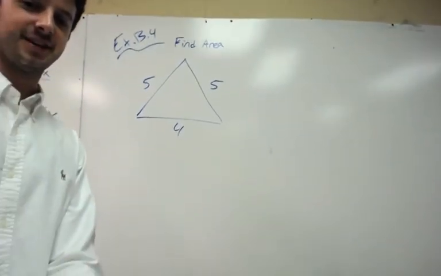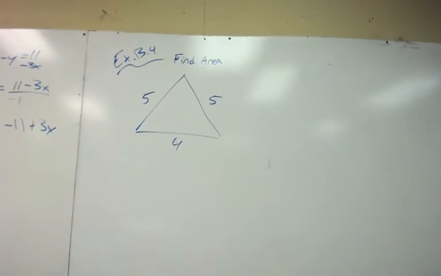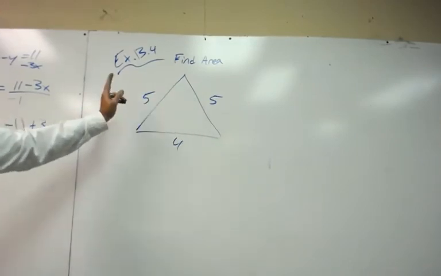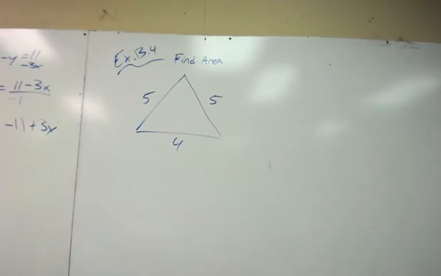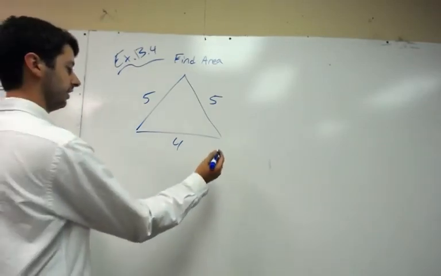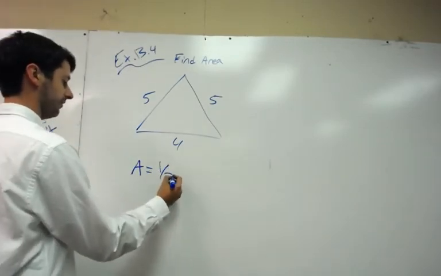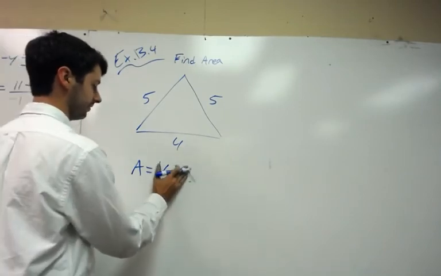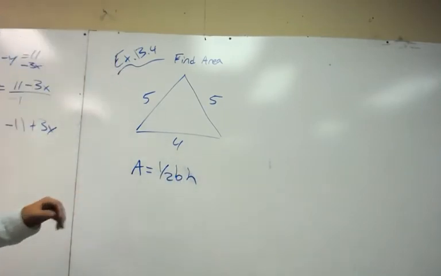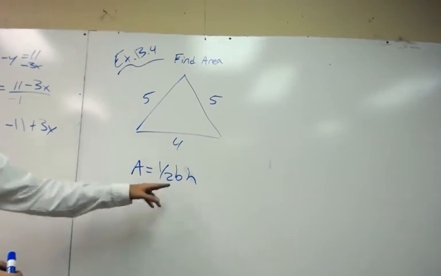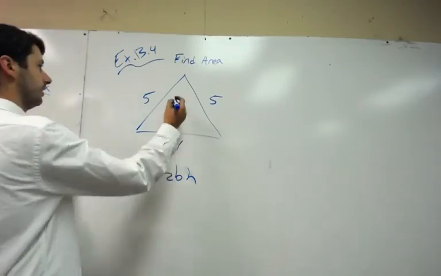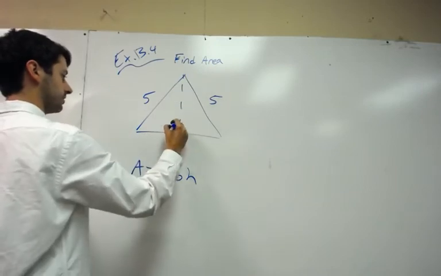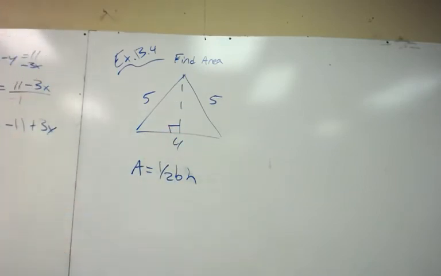The last concept for this lesson is finding the area of an isosceles triangle. Remember, an isosceles triangle has two congruent sides. And in order to find the area of a triangle, area equals 1/2 base times height. In order to find the area, we need the base and the height. We only have a base right now. If you remember, in a triangle, the height is always perpendicular.